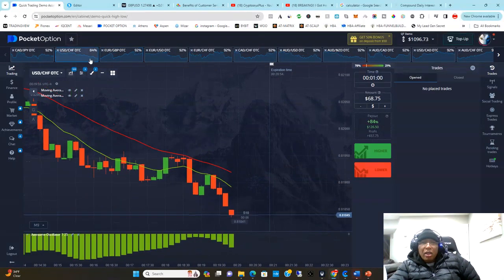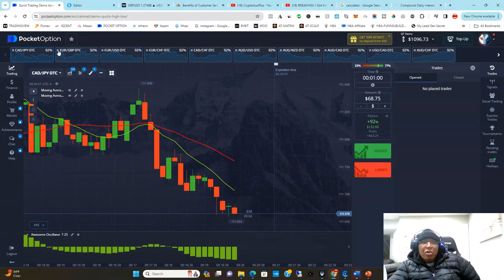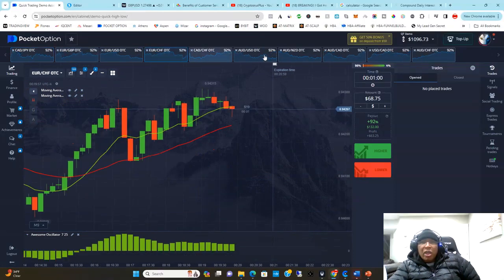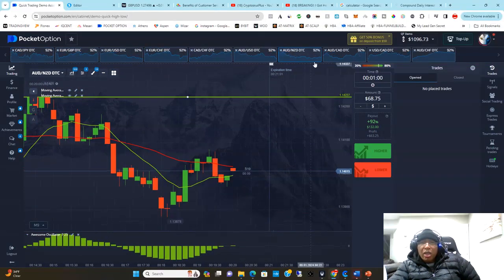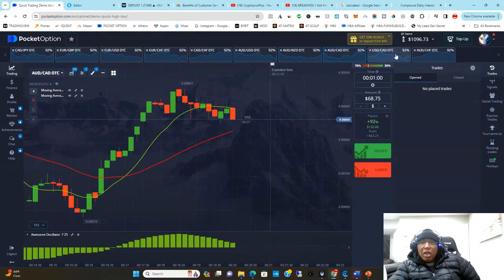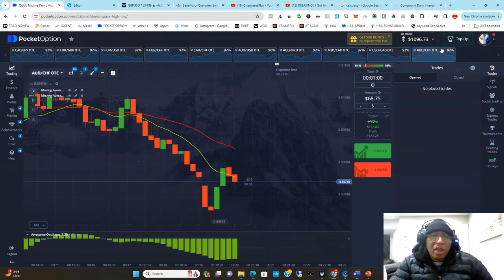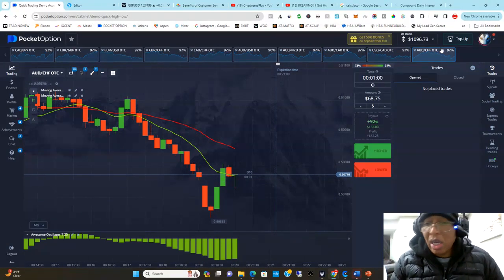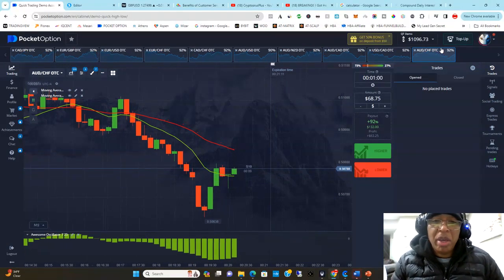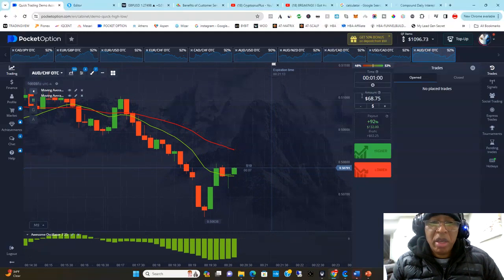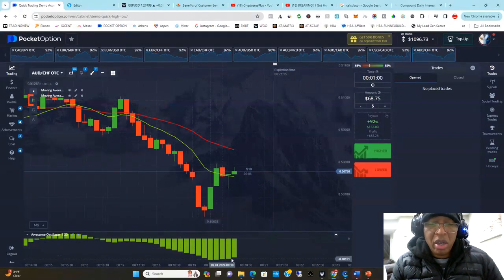Okay, let's remove this. We only want the ones that are paying at least 92%, because we need to make that profit. So we need higher payouts, the ones that are paying high. Okay, this looks really good here. The strong momentum. This momentum here.